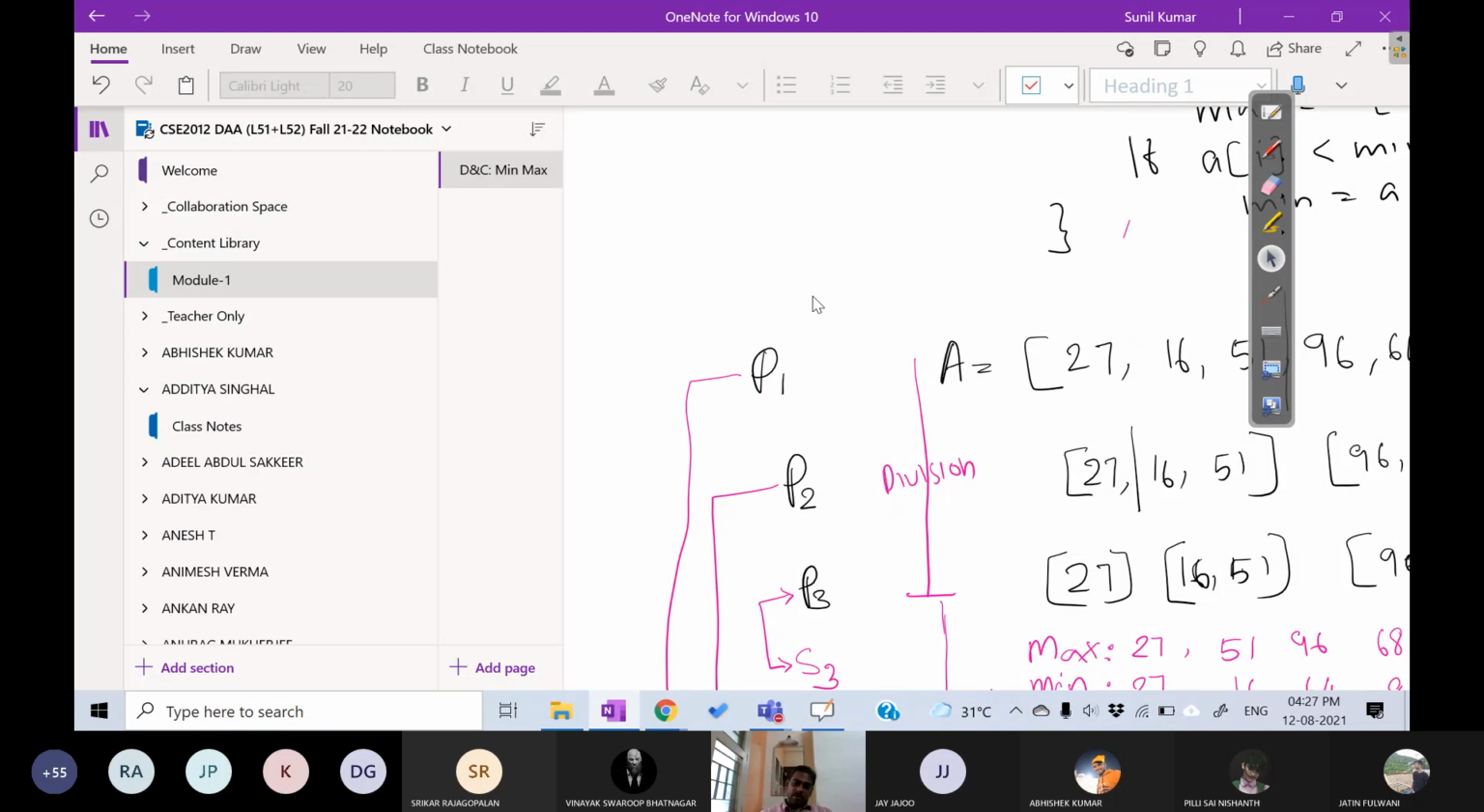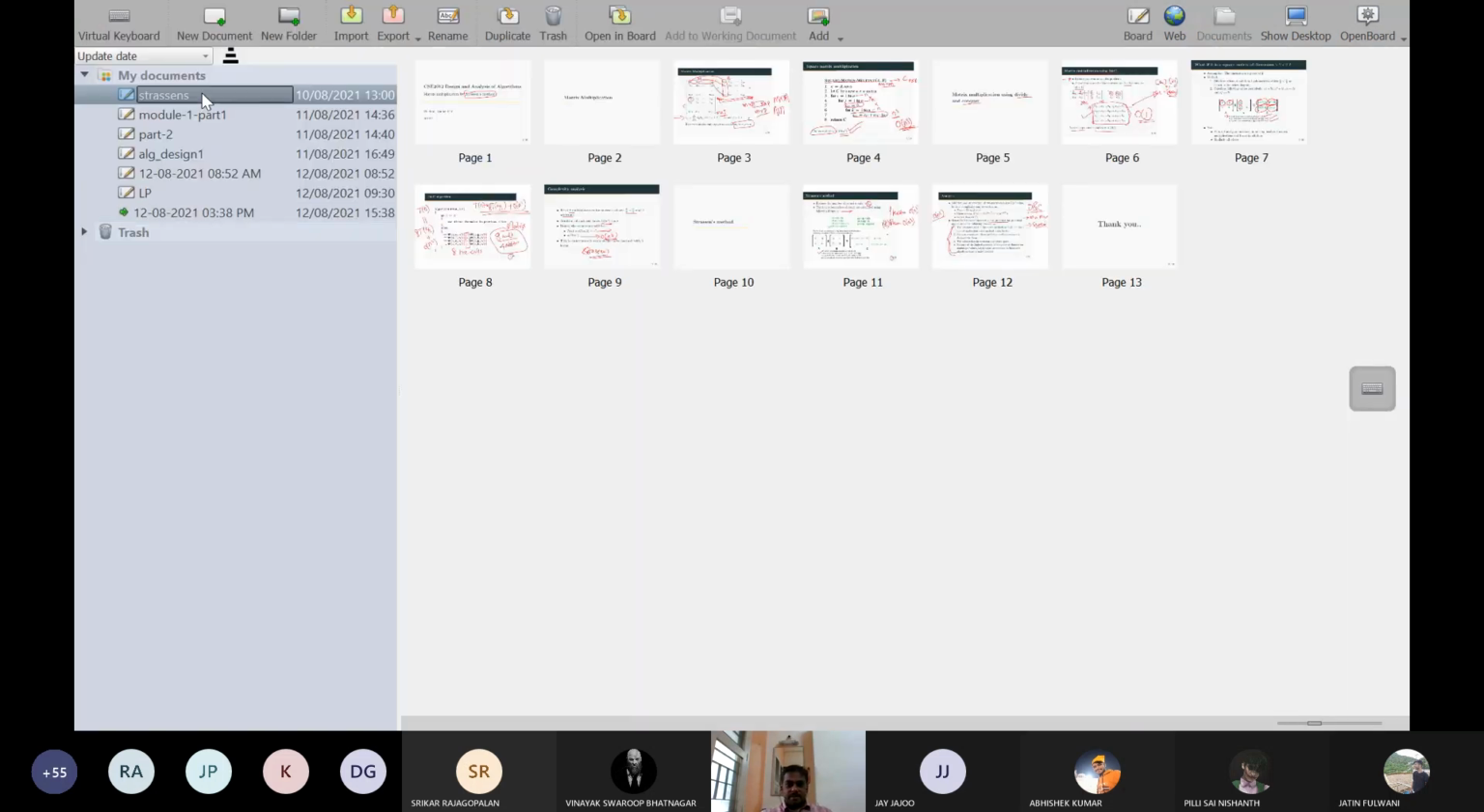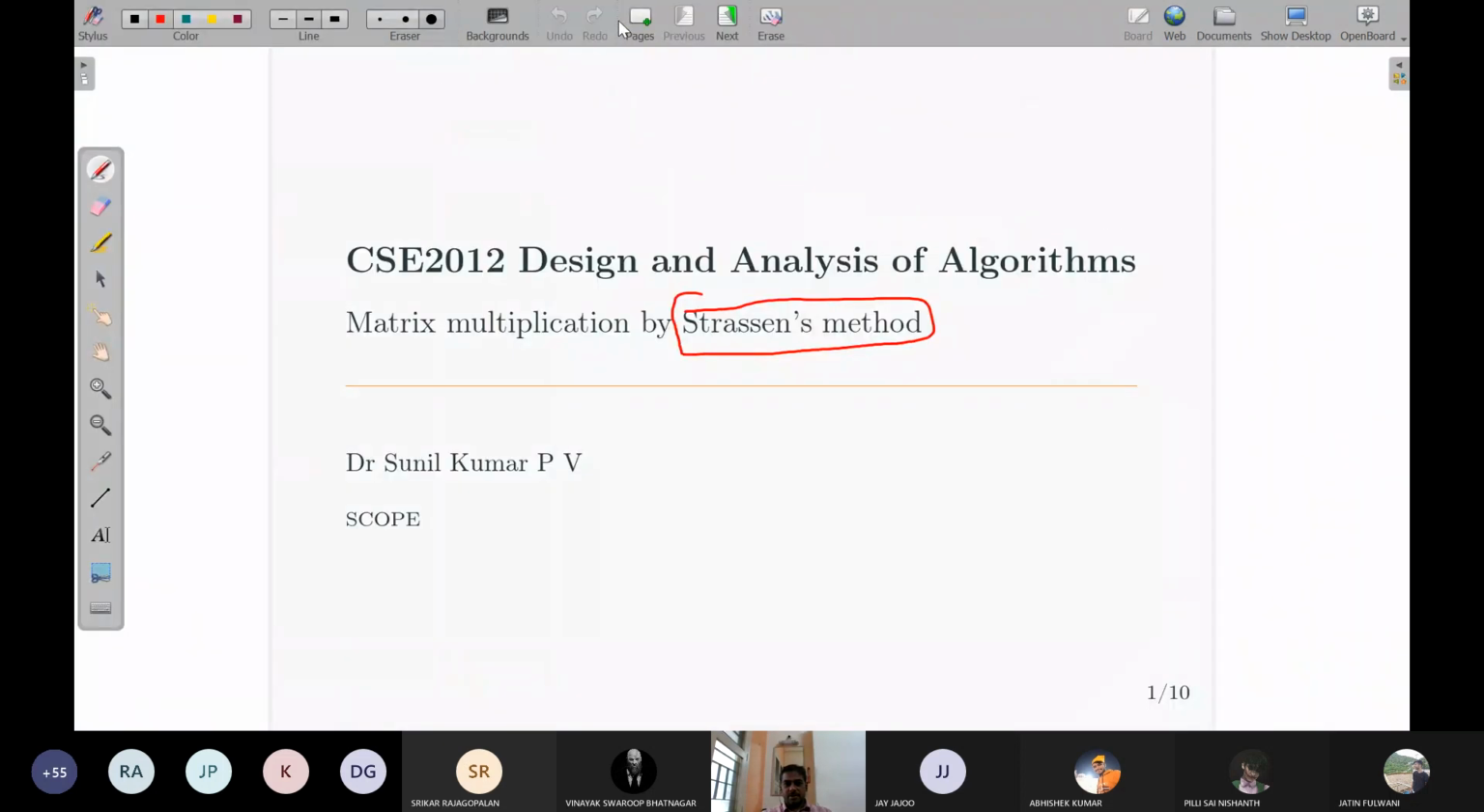Now let us go to the second problem, which is again very interesting. So you can see where it is. What is that? The Strassen's method. Matrix multiplication using Strassen's method. So this is again a divide and conquer approach. So, second divide and conquer problem. I told you we will be learning the divide and conquer approach in the theory class, and we will be applying it in the lab slots. You will be doing the programs in the lab slots. So any doubts in the divide and conquer maximum minimum?